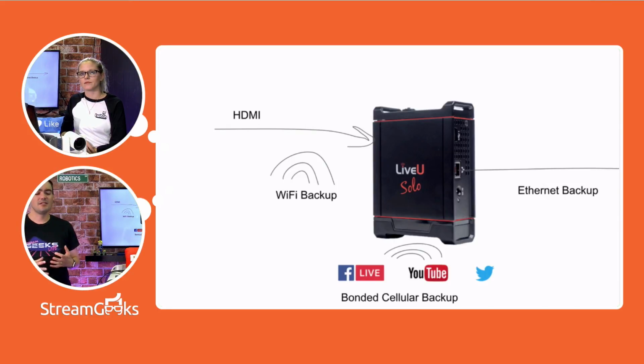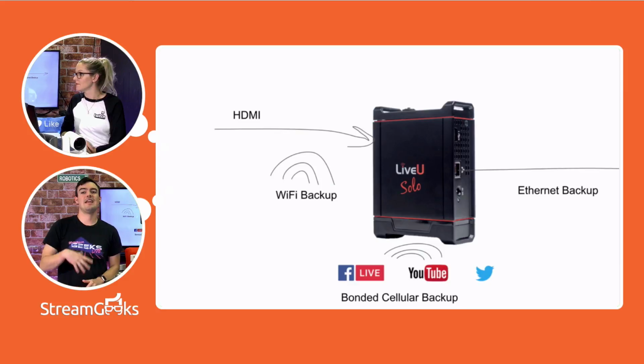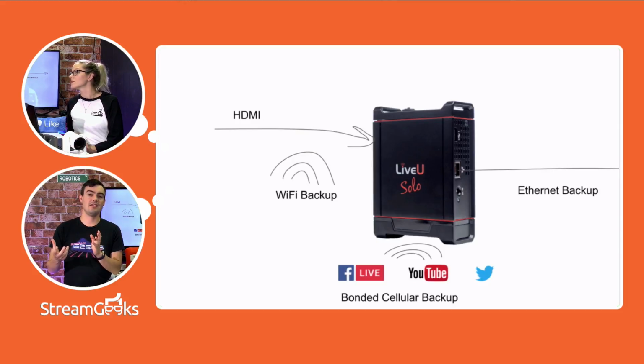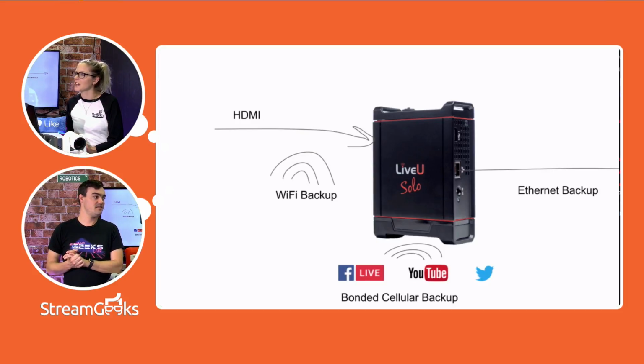Basically what this LiveU Solo does is it takes an HDMI or an SDI from your broadcast switcher, and it streams it wherever you want it to go. And it can back up with Ethernet, it can back up with Wi-Fi, and it has built-in cellular data from Verizon and AT&T. So you can stream anywhere. We're definitely taking this to NAB New York this year. You can also tether on Wi-Fi and Ethernet to load balance everything.